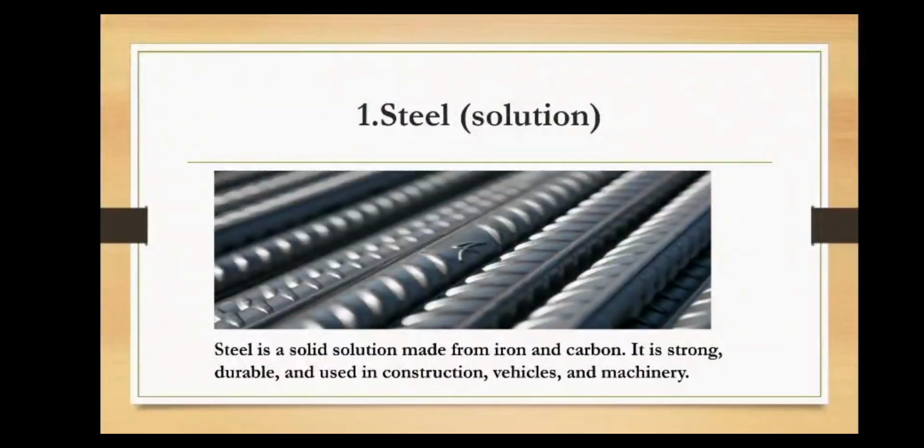So number one industrial product is steel. So steel belongs to solution because steel is a solid solution made from iron and carbon. It is strong, durable, and used in construction, vehicles, and machinery. So ang steel ay ginagamit sa paggawa ng buildings, cars, at machines dahil sa tibay nito.